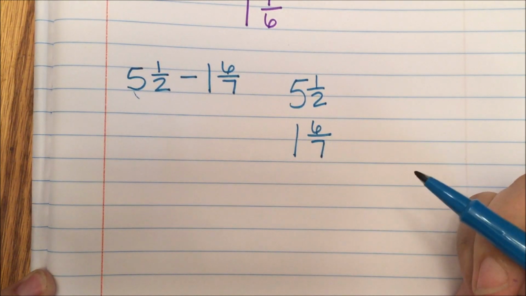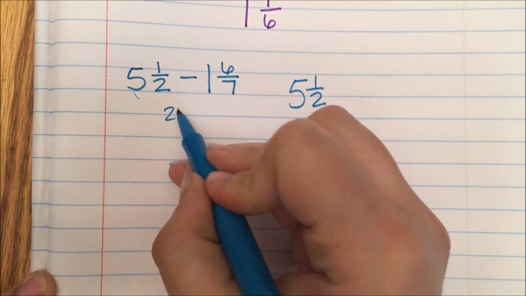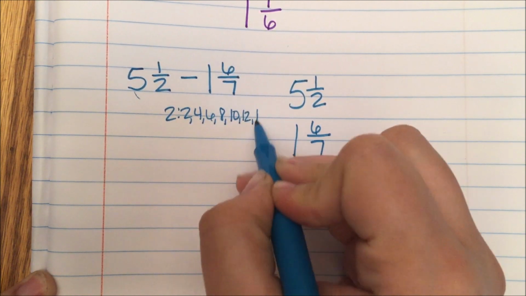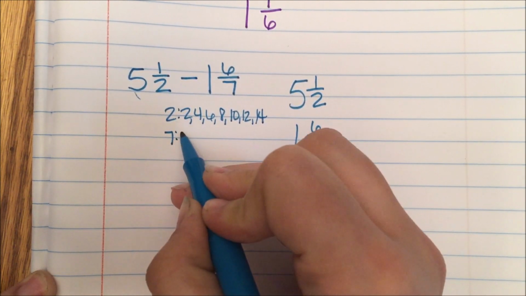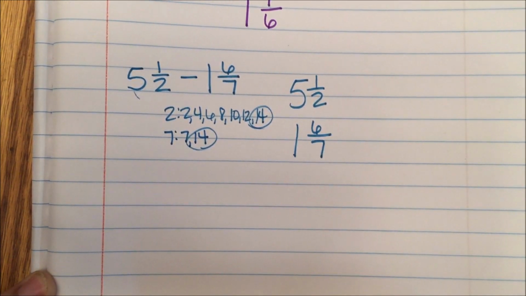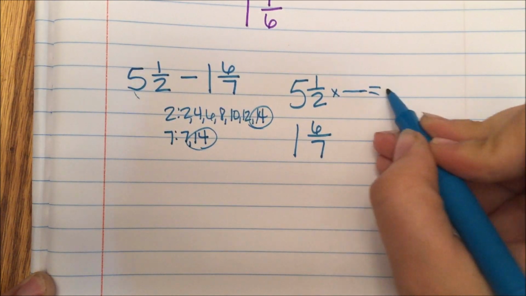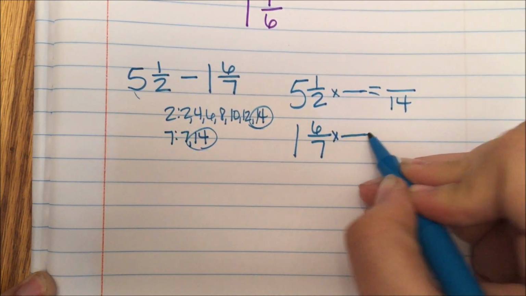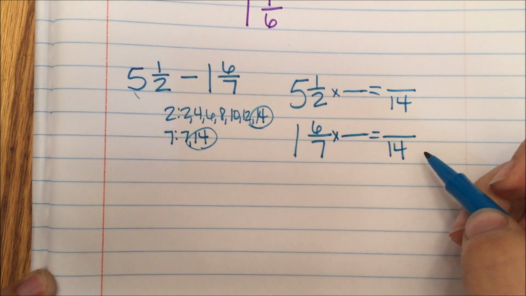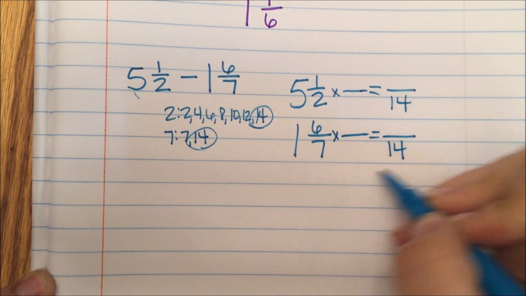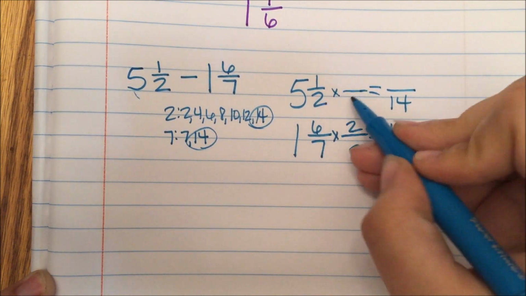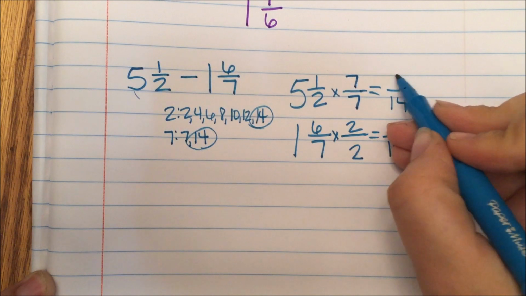Our common denominator for 2 and 7. So 2, 4, 6, 8, 10, 12, 14. And for 7, 14. So 14 is going to be our common denominator here. Let's make our equivalent fractions with 14 as the denominator. Remember, the reason we want the denominators to be the same is so that we are comparing the same sized pieces. So 7 times 2 is 14, 6 times 2 is 12, and then 2 times 7 is 14, and 1 times 7 is 7.